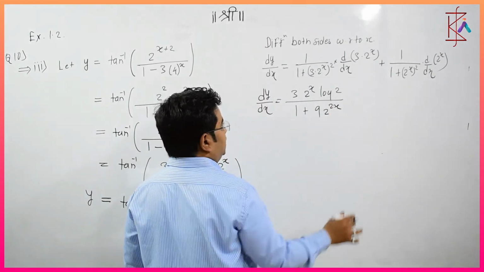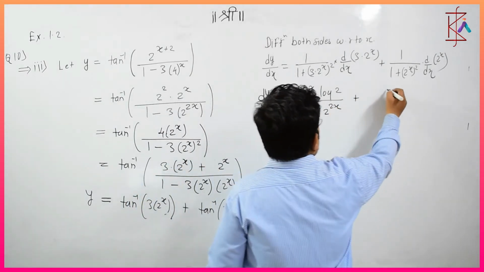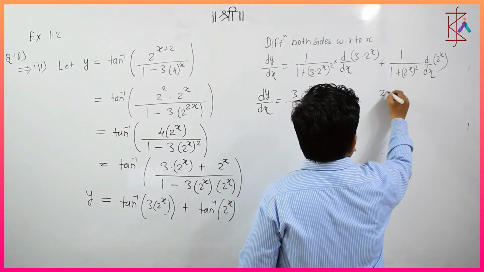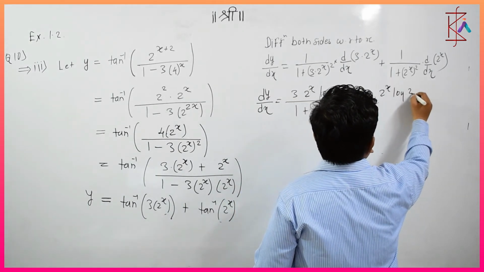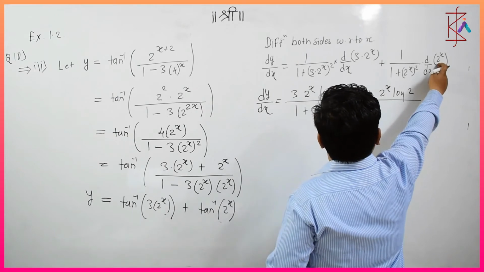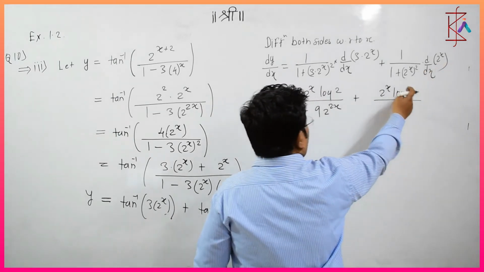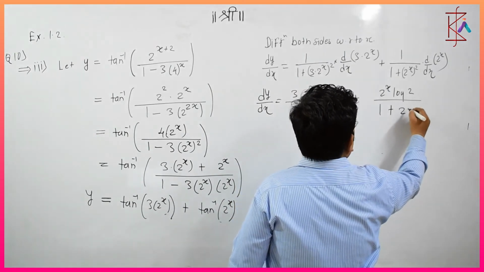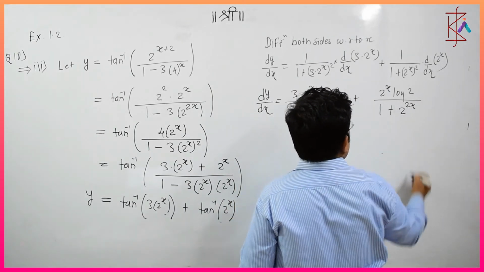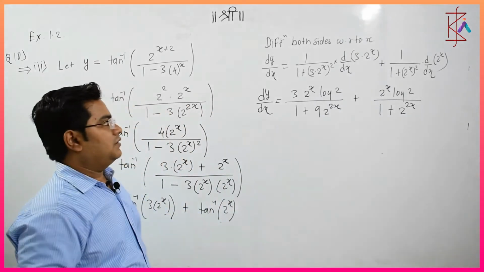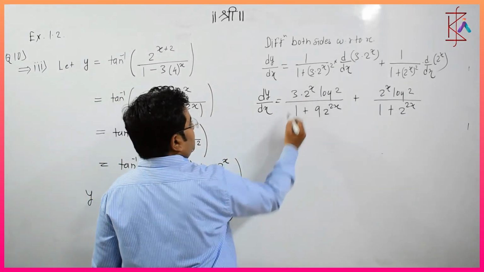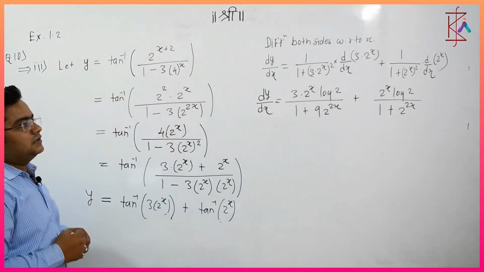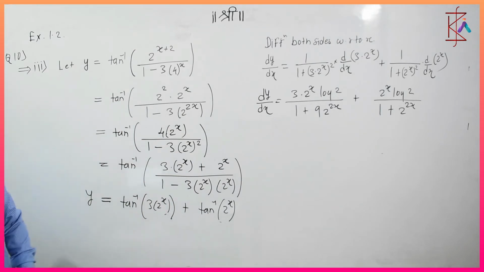Hope you got it. Plus 2^x·log 2, the derivative of 2^x, and the simplified form is 1 + 2^(2x). That's it. That should be our final answer. So that's how we can check the things, and this is our final answer. Now let's move to the next question.